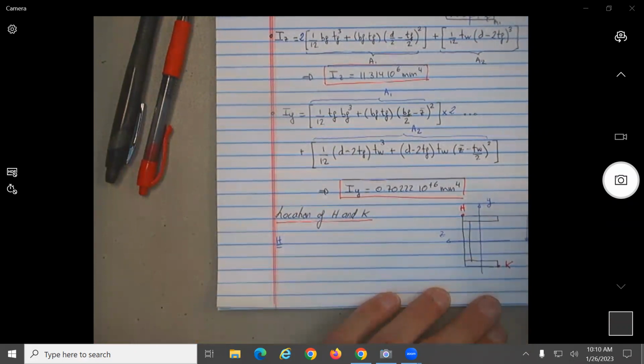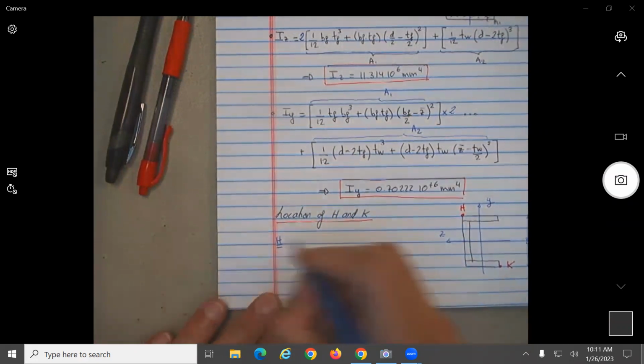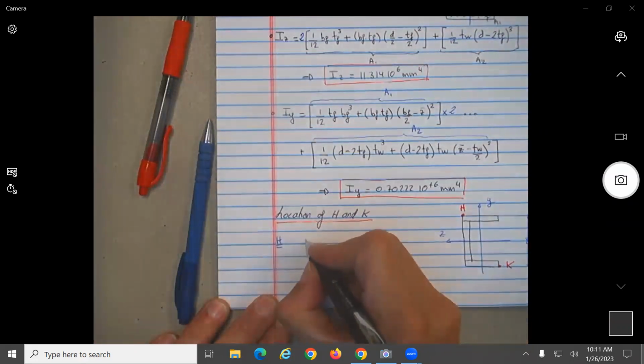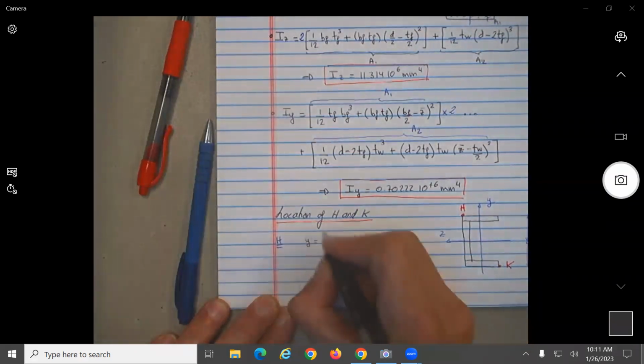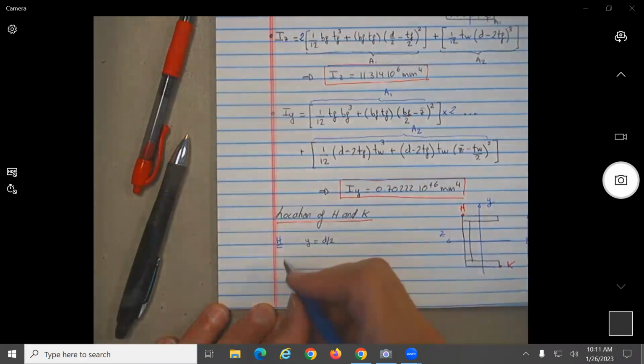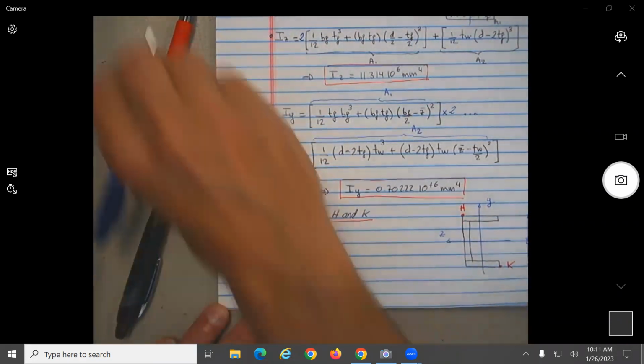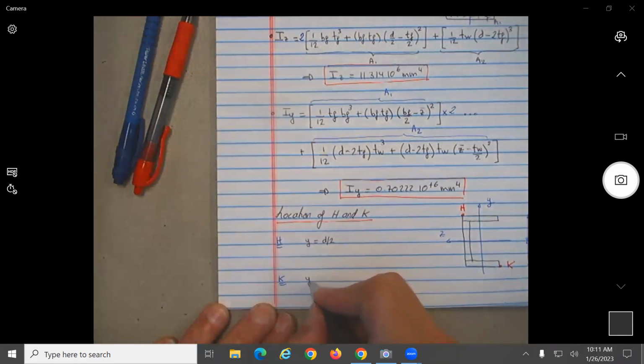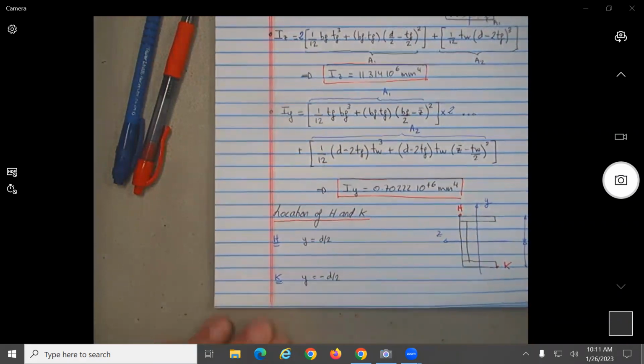I think that distance here, we call it d/2, no? Yeah. So what would be the Y location? So let's say for point H, y will be equal to what? E over 2, correct? And let's do the same thing here for point K. For here, point K. So for K, the y will be equal to what? Negative E over 2.